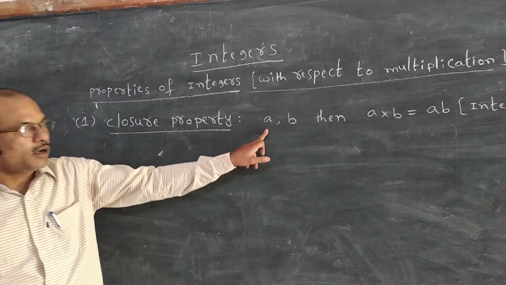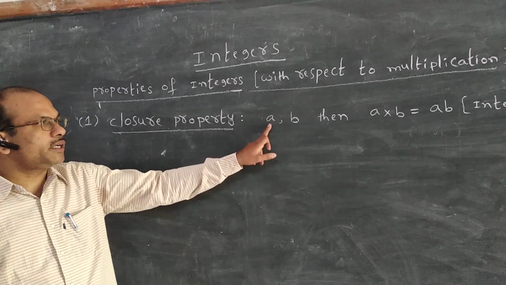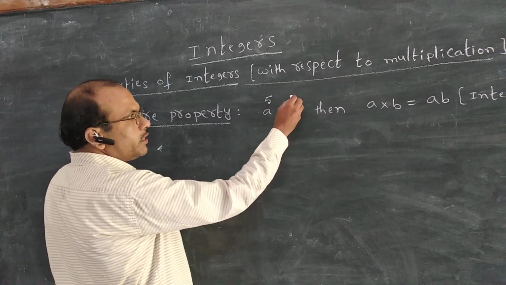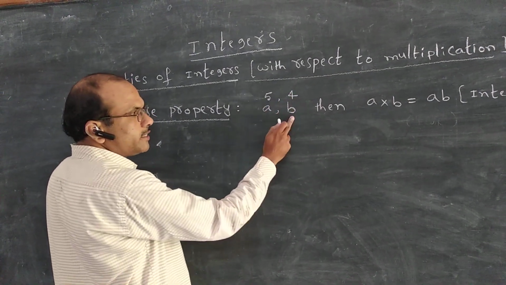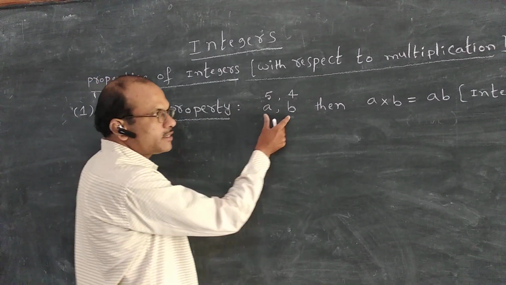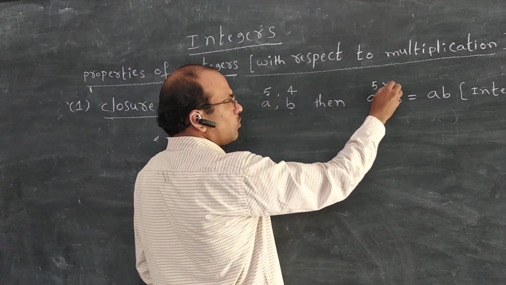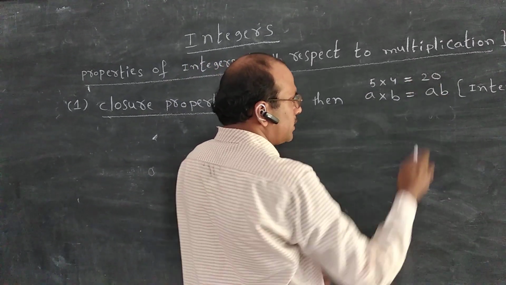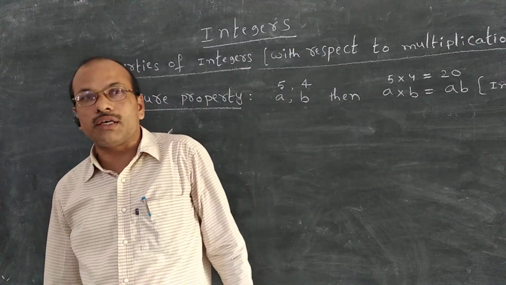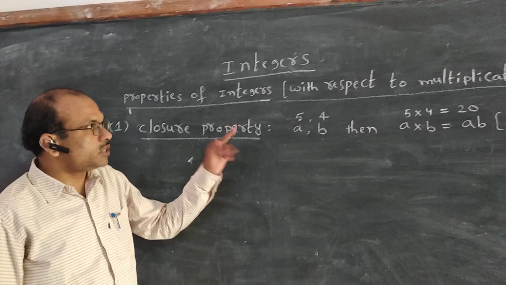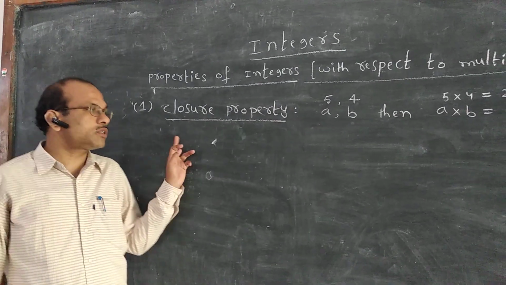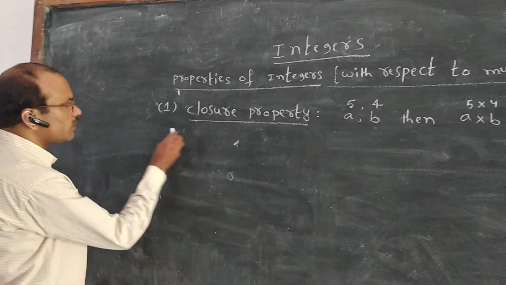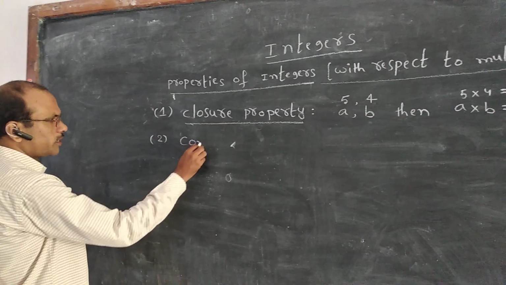Now, I repeat it. Let us take any integer. Suppose 5 is an integer, and same way b may be 4, another integer. Then 5, 4 are both integers. When we multiply 5 and 4, 5 into 4 gives you a new integer called 20. This 20 is also in the set of integers. So the set of integers satisfies the closure property with respect to multiplication. Then we'll go to the second property, the commutative property.